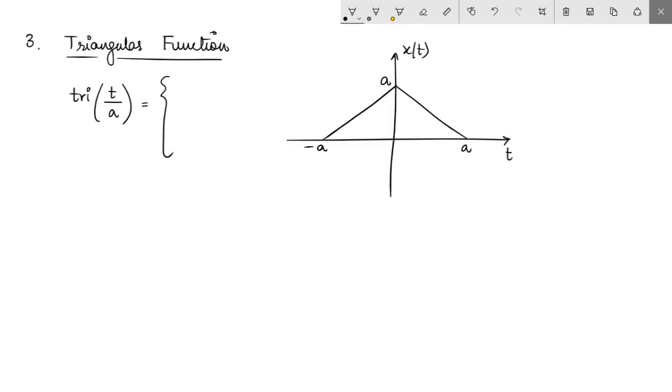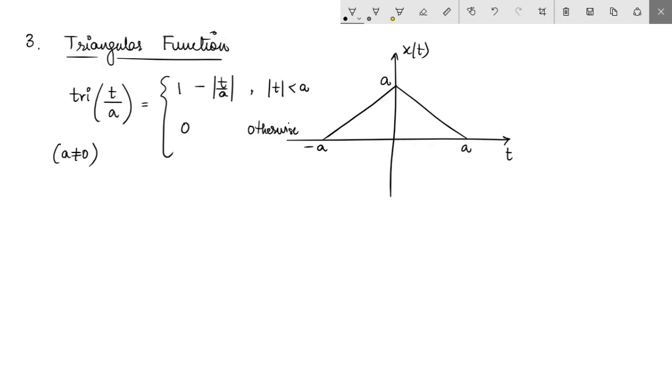A third function that you would come across is the triangular function. Tri of t by a can be defined as 1 minus mod t by a for mod t less than a and 0 otherwise. This is for a not equal to 0, because a cannot be 0 in this case.